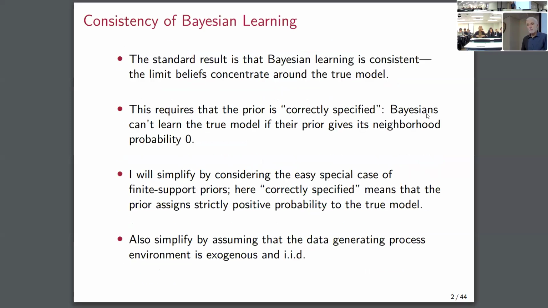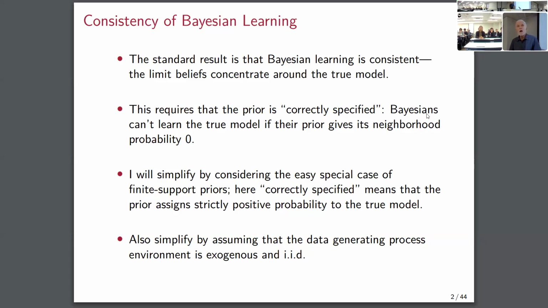So I'm going to start with the consistency of Bayesian learning. The standard result in Bayesian learning is that it's consistent. In the long run, the beliefs of the Bayesian agent concentrate around the true probability model. That requires that the agent's prior beliefs are, quote, correctly specified. I'll give a formal definition of that, but basically what it means is that your prior at least allows the truth. If your prior assigns zero probability to a neighborhood of a true model, there's no amount of data that can let you learn the true model.